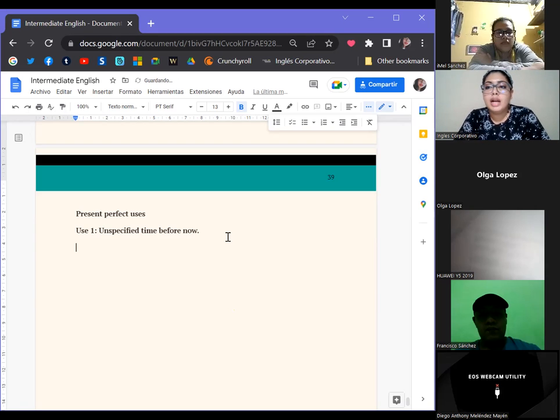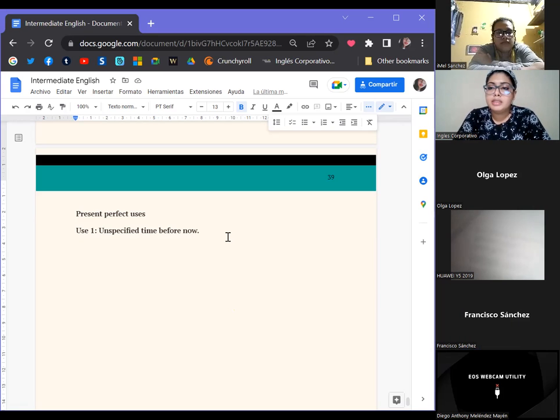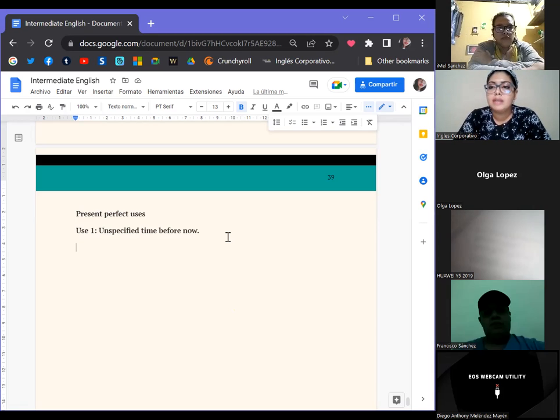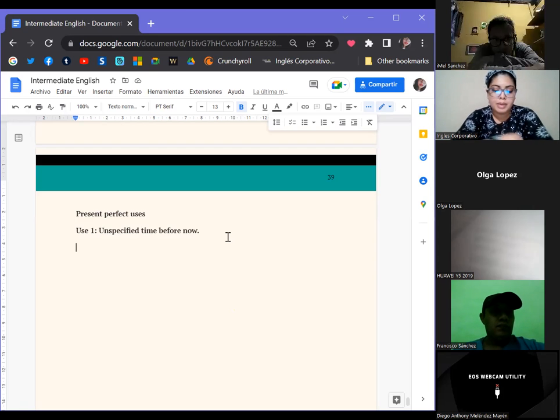In this case, we don't have the specific time for the action. So in that case, we have unspecified time before now. That is between the past and the present, but we don't have the exact time for the action. So in this case, it says, we use the present perfect to say that an action happened at an unspecified time before now. The exact time is not important.